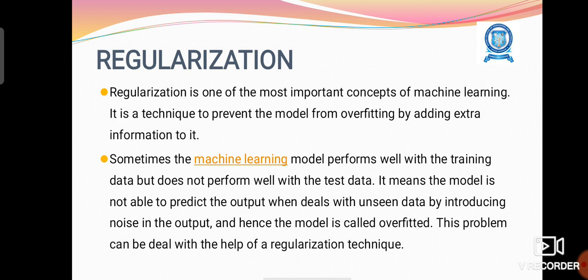It is a technique used to prevent the model from overfitting by adding extra information to it. Sometimes, a machine learning model performs well with the training data but does not perform well with the test data. It means the model is not able to predict the output when it deals with unseen data by introducing noise in the output, and hence the model is called overfitted. This problem can be dealt with the help of the regularization technique.